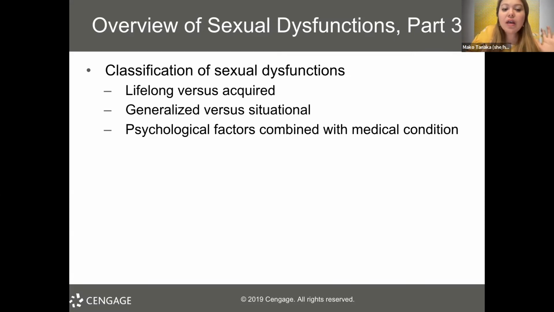They also differentiate between a generalized dysfunction, or dysfunctions that occur every time a person has sex or engages in some sexual act, versus situational, where dysfunction might only occur at a particular time or with a particular partner. And of course, because many medical conditions and treatments can have an impact on sexual functioning, psychologists consider both the psychological factors that contribute to a dysfunction, as well as the medical factors that could be contributing to a dysfunction.